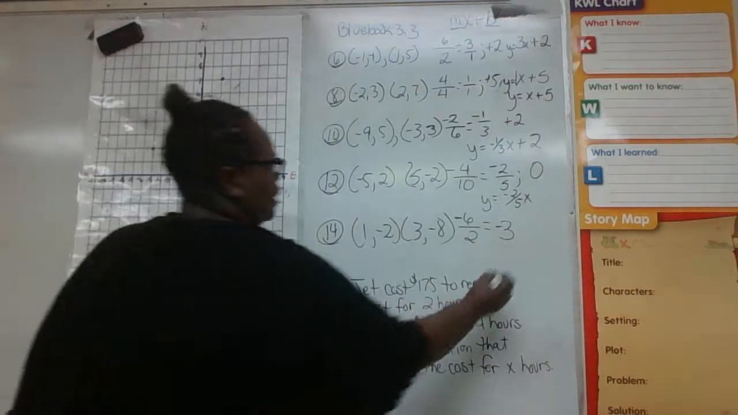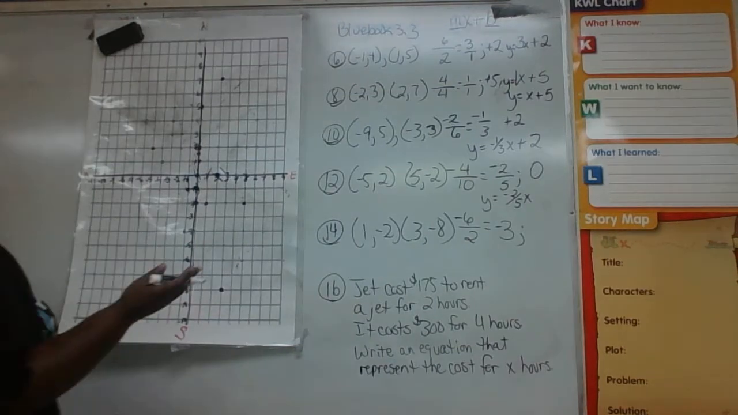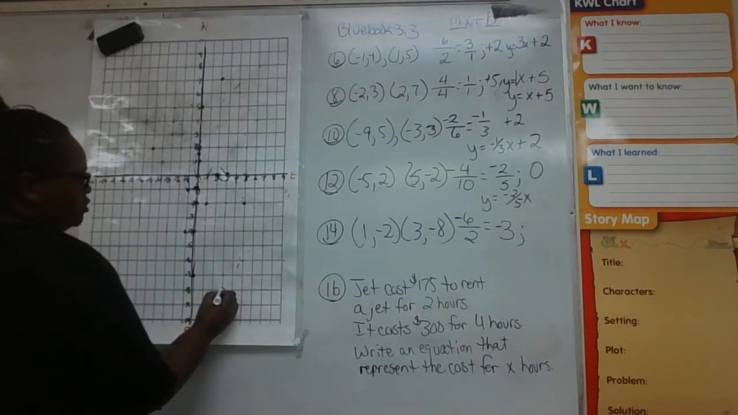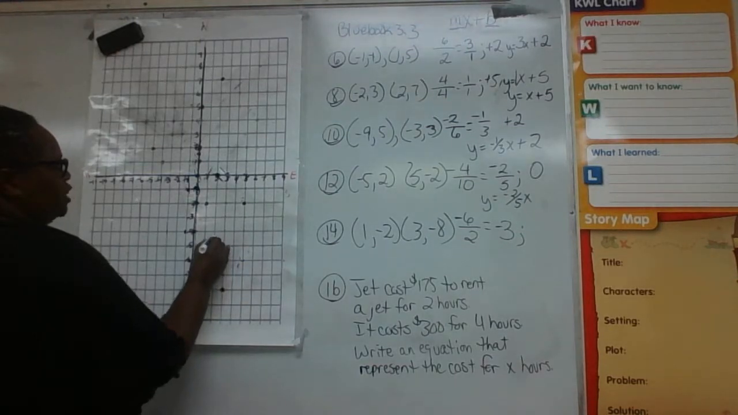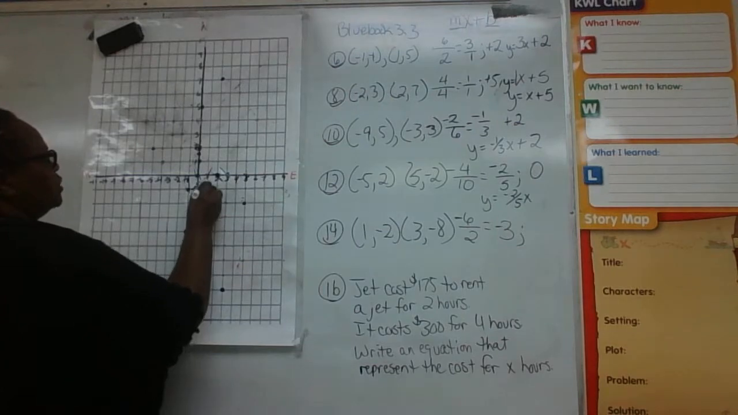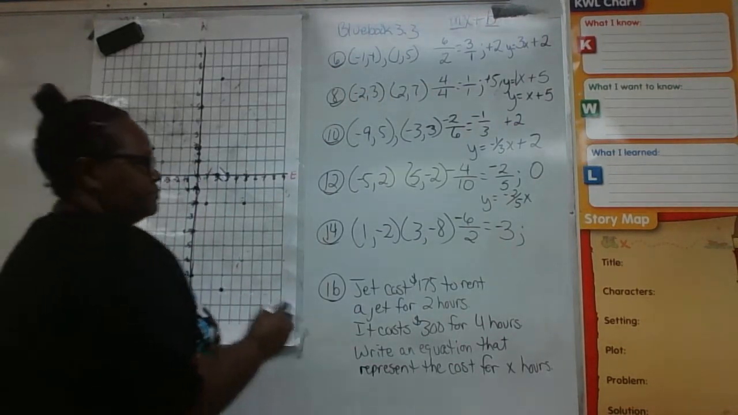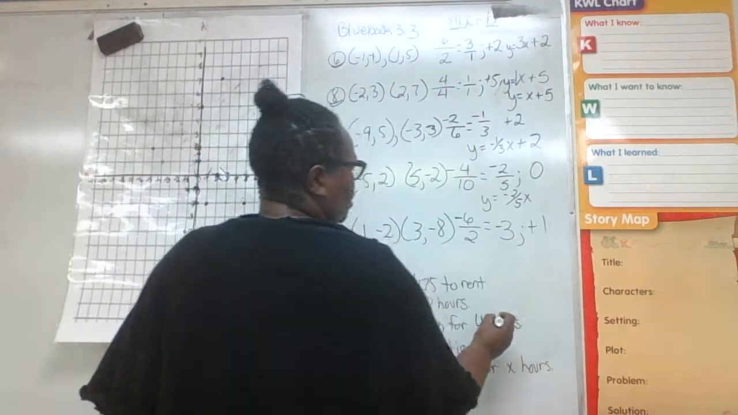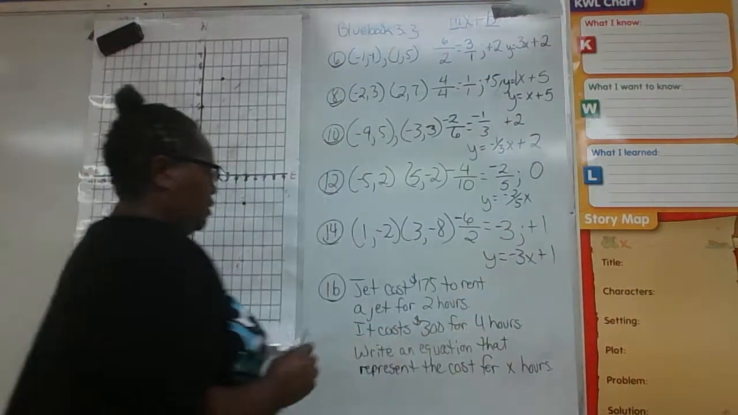All right, let's find out what our intercept is. It should be negative 3 over 1, so we're going to rise 3, 1, 2, 3, and run 1. It's going to be a positive 1. So y is equal to negative 3x plus 1.